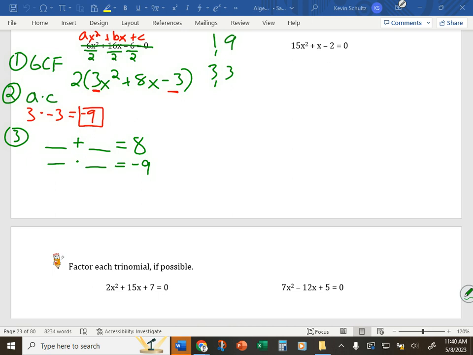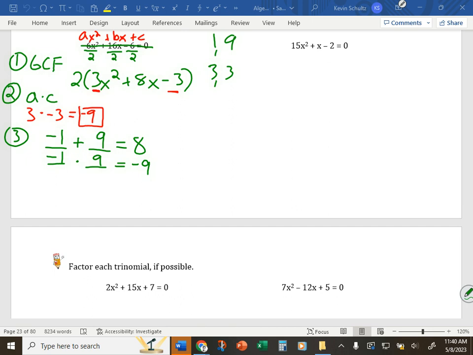Negative 1 and 9. Negative 1 and positive 9. Right? Negative 1 plus 9 is 8. Negative 1 times 9 is negative 9. That's the same number puzzle that you solved in PO51, only the difference is we have to include that A term, because now it has a coefficient, and we do that by multiplying A and C together.